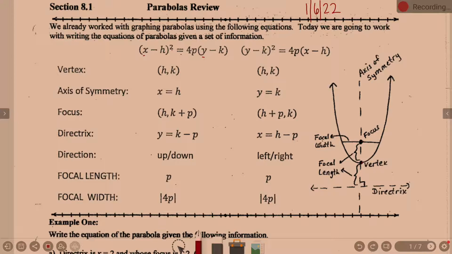You'll notice the directrix is y equals a number. It's going to be y equals k minus whatever the p value is, and again, p is that focal length. We also have something called the focal width. Focal width is the distance across the parabola through the focus, and it's the absolute value of 4p. So I just ran through this chart real quick. I'm going to keep going back and referring to that chart as we go through problems, and you'll become more familiar with everything on there and how we can use it.